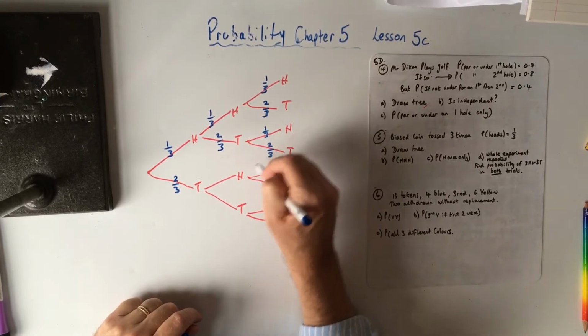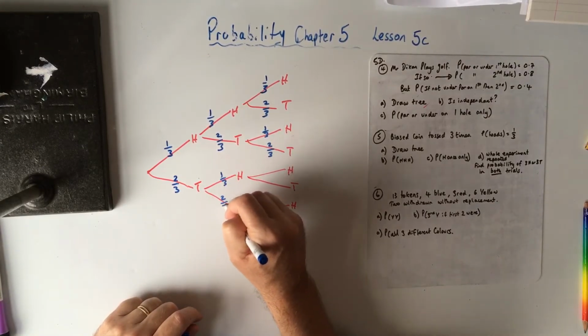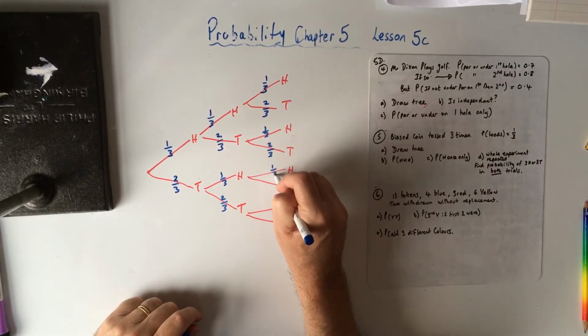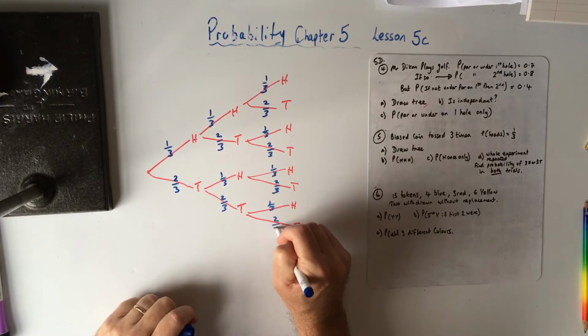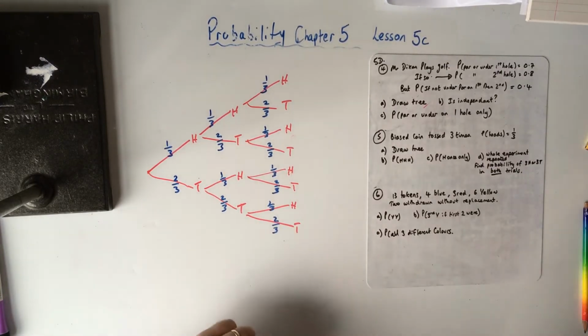2/3, 1/3, 2/3, 1/3, 2/3. Really concentrating here. 1/3 and 2/3. Okay, and I like to finish off.